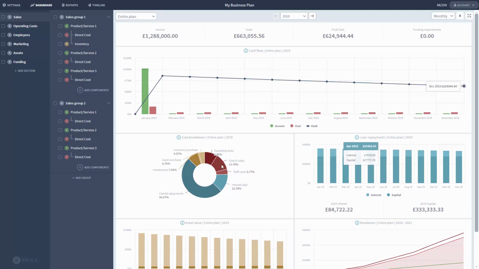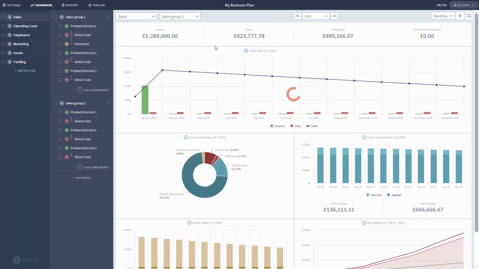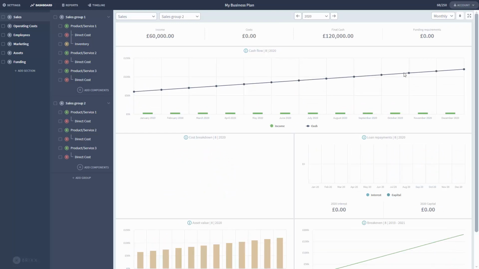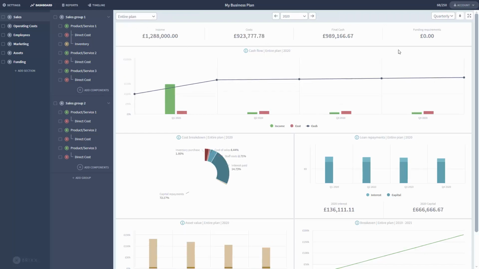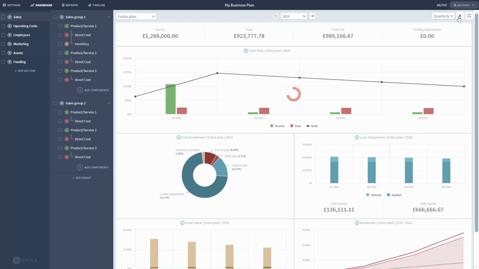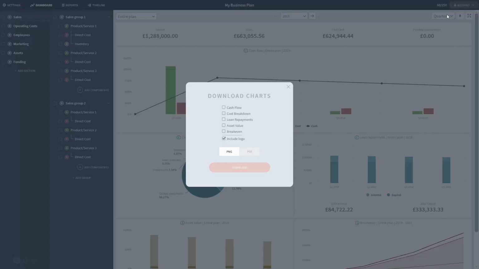So you've got quite a few ways of slicing up your data now. You can view different periods, and you can view different parts of your plan for those periods, and you can view them monthly or quarterly. And I've probably picked the most uninteresting part of this plan to show now, but you get the impression of what you can do here. And you can also download any of these charts with this button here, and you can download them as images basically.